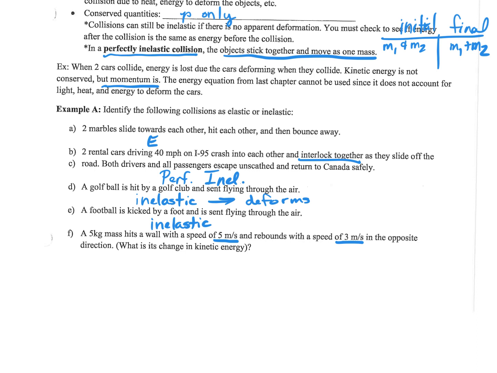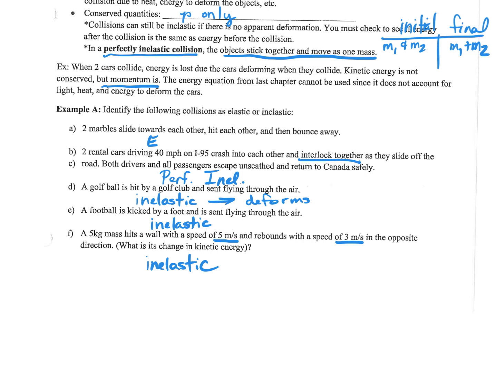Did it lose any mass? But it slowed down, which means it lost kinetic energy, didn't it? If it lost kinetic energy, could it be elastic? No. Remember, elastic is the only type of collision where it does not lose kinetic energy. So if it loses kinetic energy, it can't be elastic. It has to be inelastic. All right? So this would also be inelastic. Does everybody understand the difference between an elastic and an inelastic collision versus a perfectly inelastic collision?